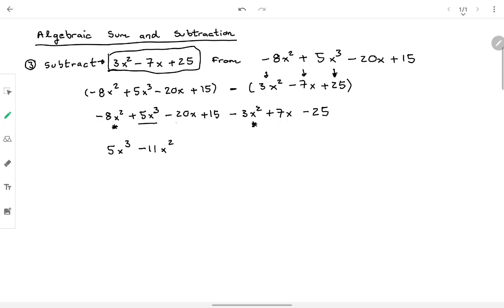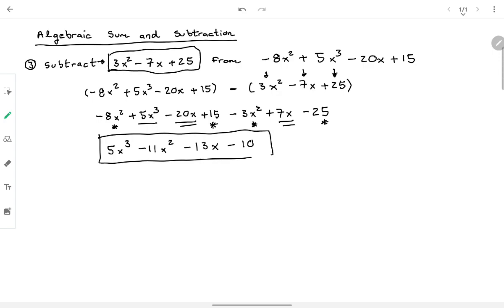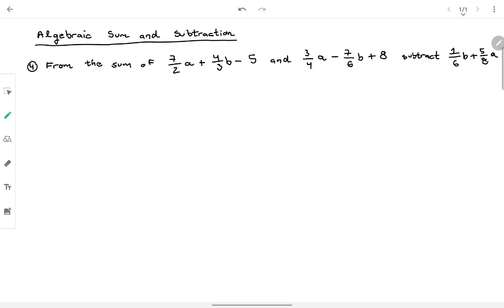Then we will use x. We have minus 20 plus 7, it's minus 13x. And then finally the numbers, 15 and minus 25, it will be minus 10. And this will be our final ordered answer, 5x cubed minus 11x squared minus 13x minus 10. So let's see the next exercise.